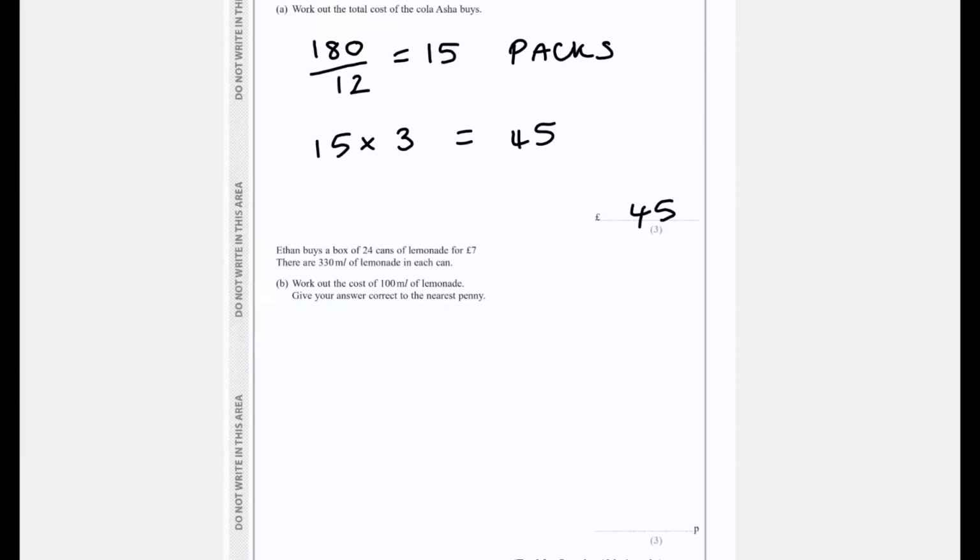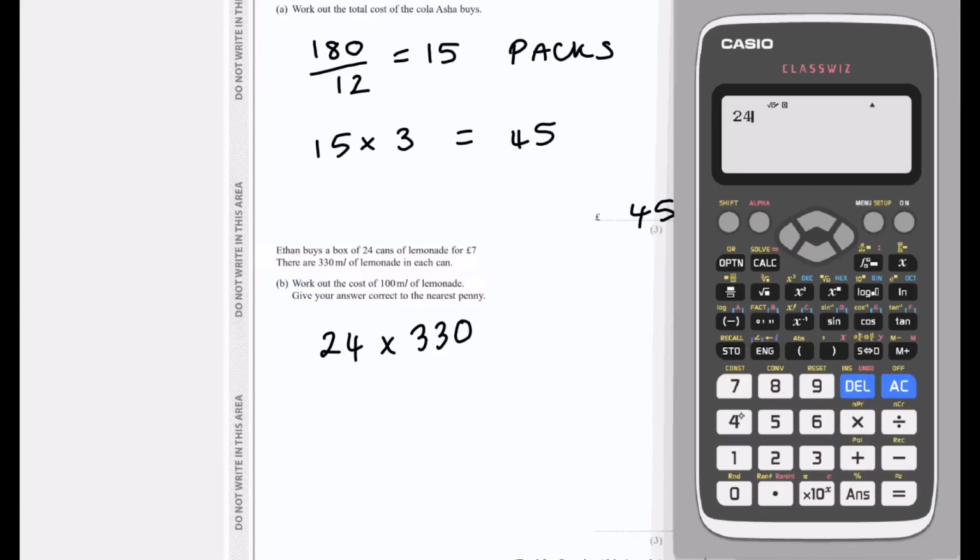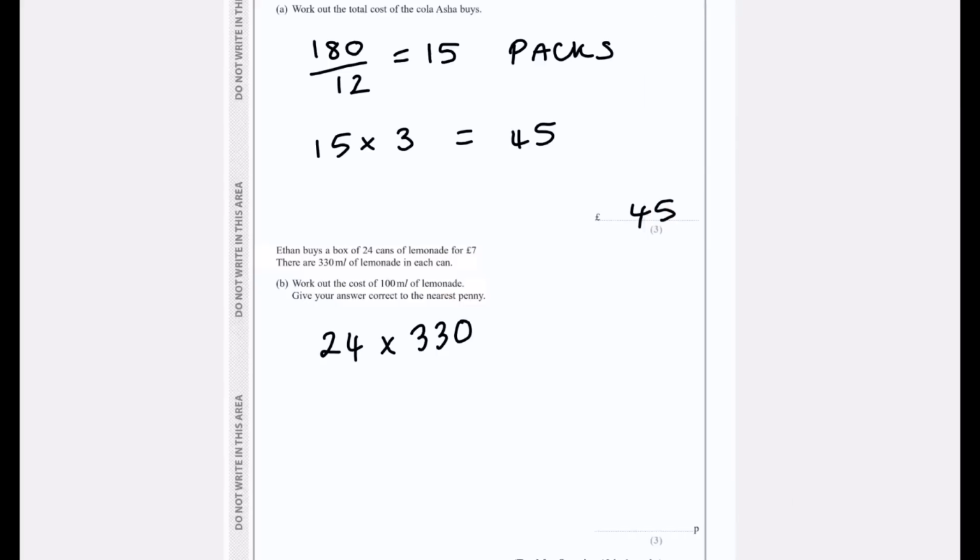Ethan buys a box of 24 cans of lemonade for £7. There are 330 millilitres of lemonade in each can. Work out the cost of 100 millilitres of lemonade. So how much lemonade have we bought? We bought 24 times 330. So we have 7,920 millilitres. So 7,920 millilitres for £7, 700p.